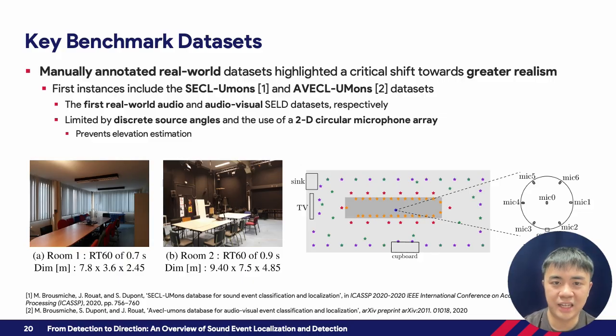So while these represented a critical and necessary step away from purely synthetic data, these initial datasets have their limitations. Notably, they used a 2-dimensional circular microphone array, as you can see on the right here, which prevents the estimation of elevation. Furthermore, the sound sources were also placed in a fixed, discrete set of angles, rather than moving continuously as they would in a real scene. So overall, while these datasets are useful, they may not be applicable for real-world use cases.